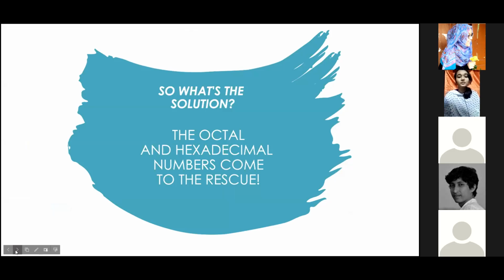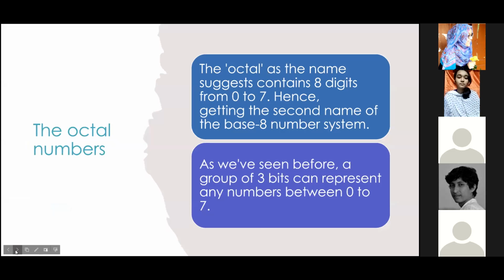So what's the solution? The octal and hexadecimal numbers come to the rescue. The octal, as the name suggests, contains 8 digits from 0 to 7, hence getting the second name of the base 8 number system. As we have seen before, a group of 3 bits can represent any number between 0 and 7.